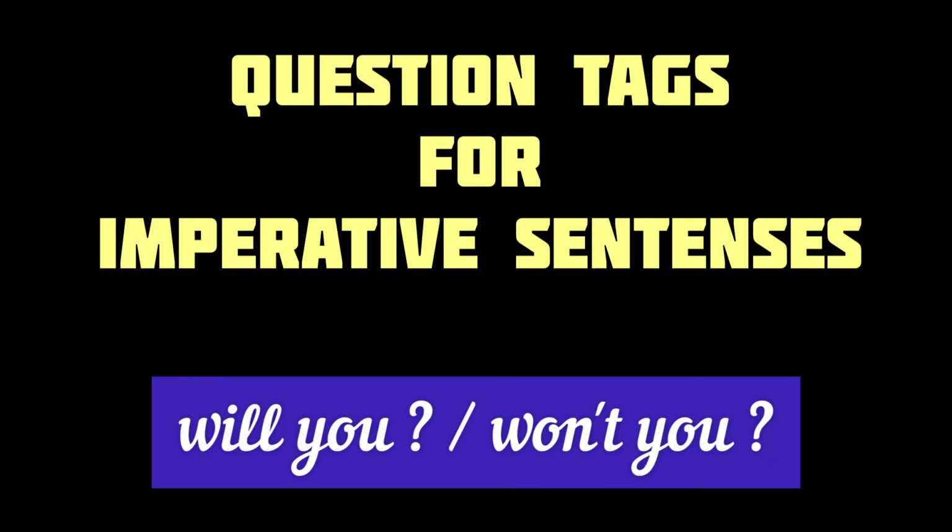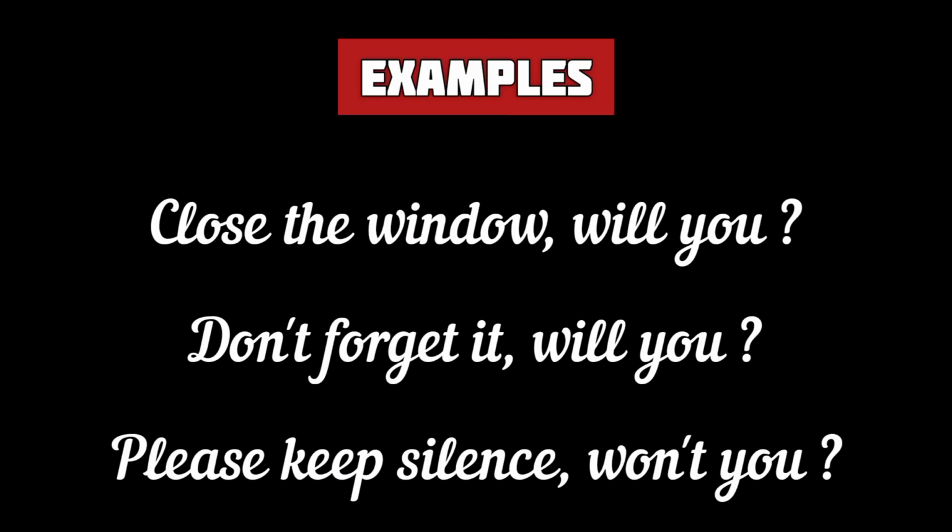But what about the question tags of imperative sentences? Well, we know that imperative sentences have the hidden subject you. They start with the base or first form of the principal verb and they express request, command, suggestion, advice, etc. Imperative sentences have only two question tags, will you and won't you. For example, close the window, will you? Close the window is an imperative sentence, so the question tag is will you.